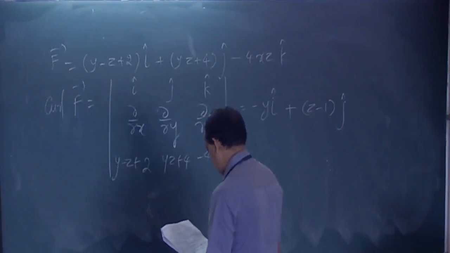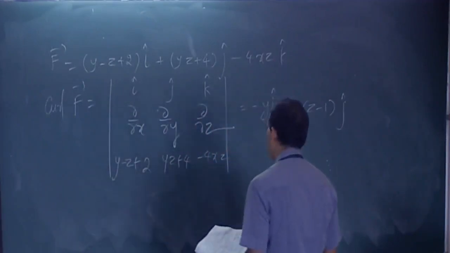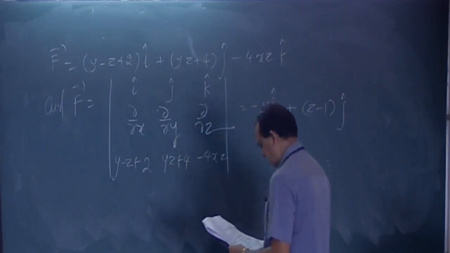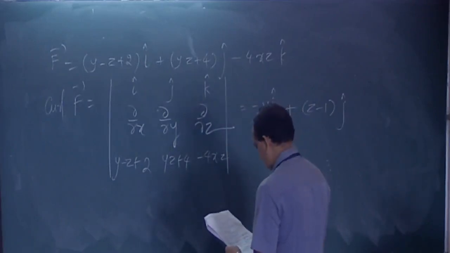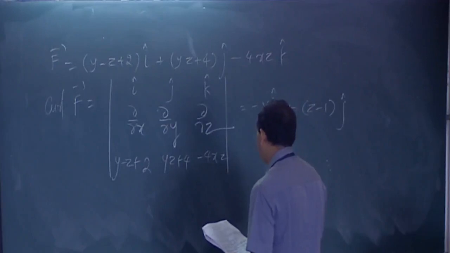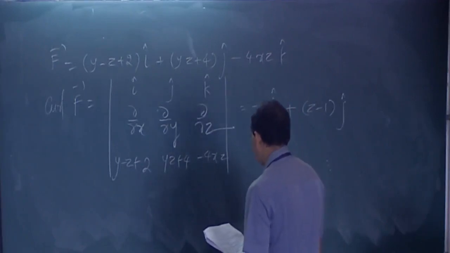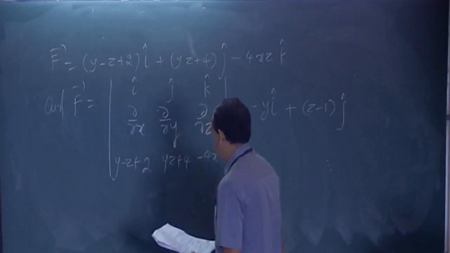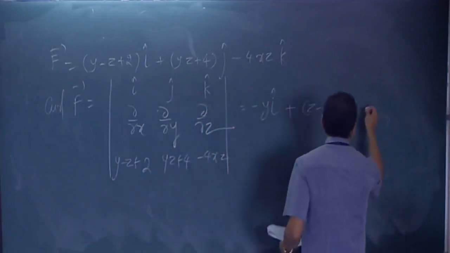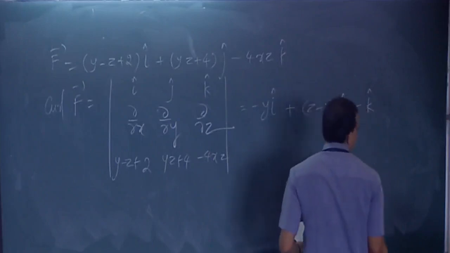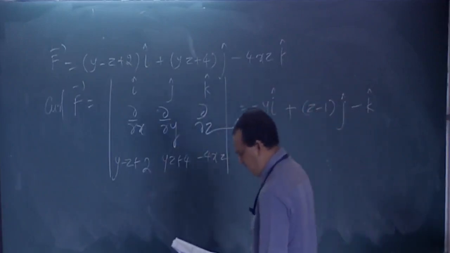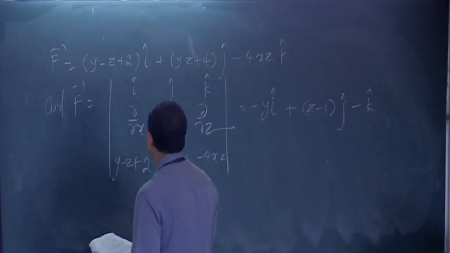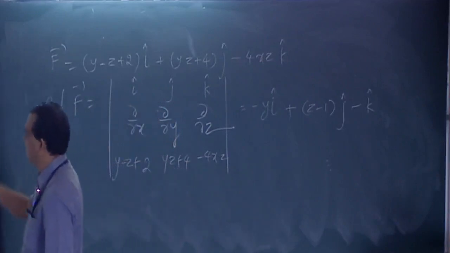It is minus y i, minus j or plus j, anything is fine. z minus 1 into j. Then lastly k ∂/∂x of 0. Okay, k times ∂/∂x of 0 and minus 1, so minus k, correct? Confusion? So it is minus y i plus z minus 1 into j minus k, we have mentioned it there.